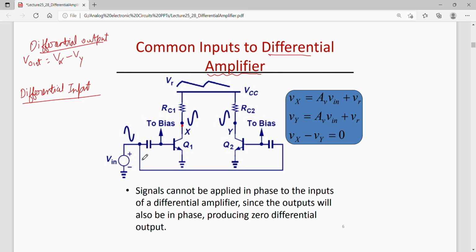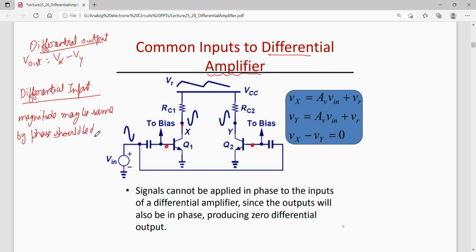Differential input here would mean the input that is applied at Q1 and Q2. So this may be the same in magnitude, but it should be different in phase. That is, it should be 180 degrees out of phase at the inputs of Q1 and Q2. So I'll write here that the differential input here would mean that the magnitude of the input may be the same or different, but the phase should be different.